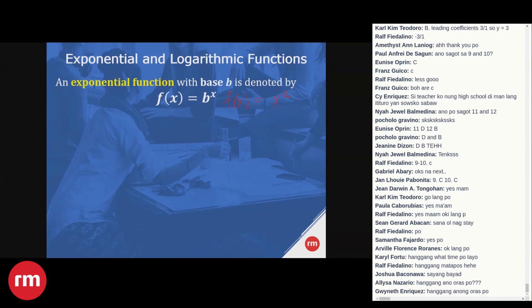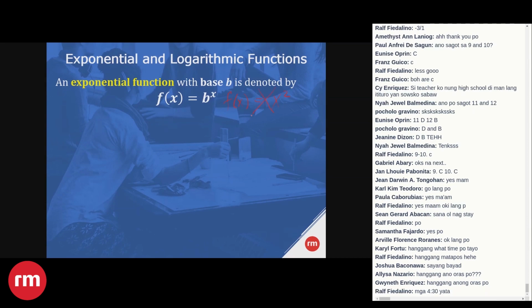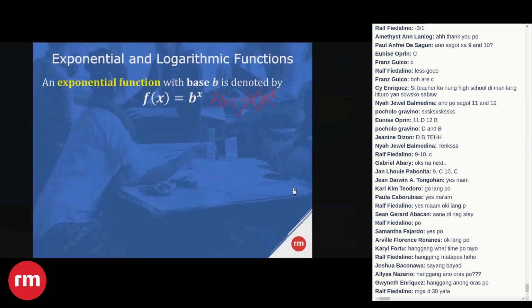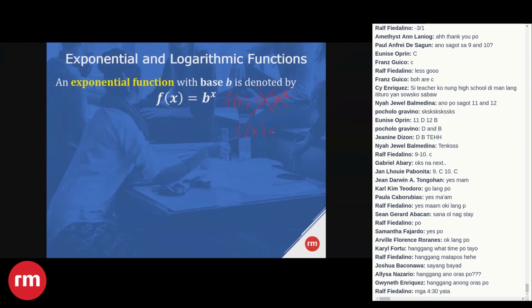Okay? So, hindi porket may exponent, exponential na agad. So, magiging exponential yung function kapag ang nasa exponent, ang ating variable ay nasa exponent. So, this one is not an exponential function. Ito ay polynomial, specifically a quadratic function. So, for example, ang mga example ng exponential functions ay f of x equals 2 to the x. Nasa exponent ang ating variable x. So, this time, it is an exponential function.